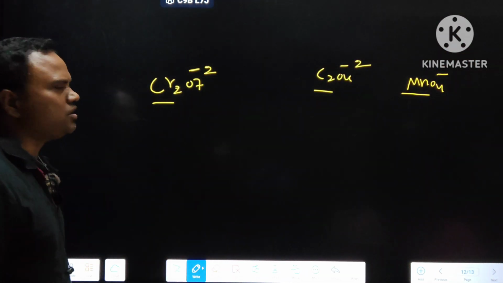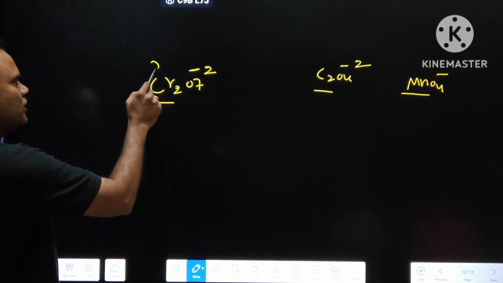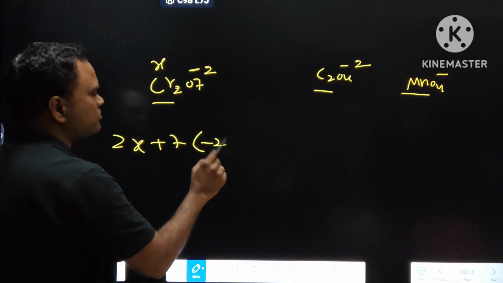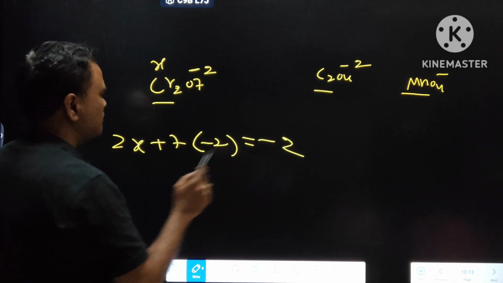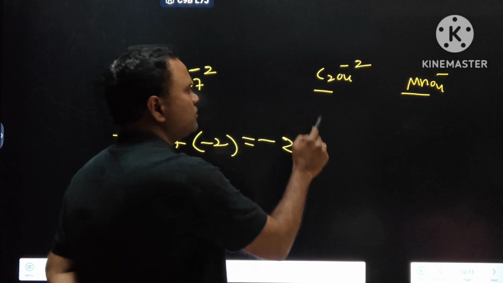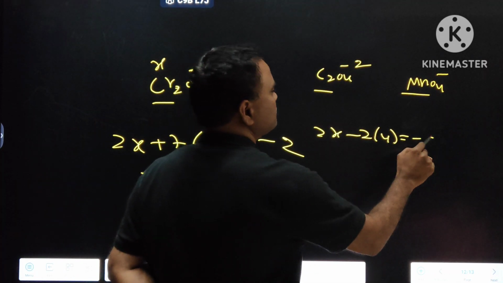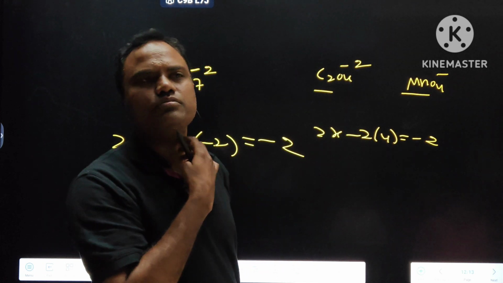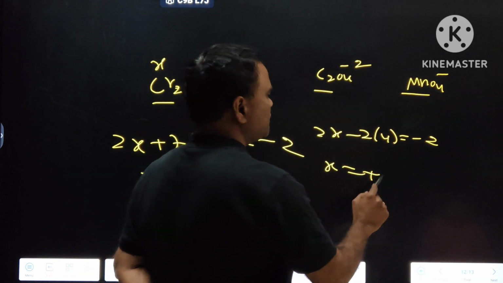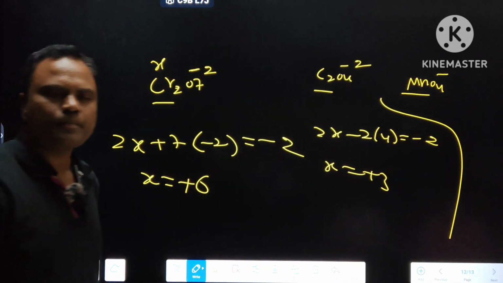This is an ion, not neutral, so we should equate to the charge. x, 2 into x, 2x, 7. Oxygen is -2. After simplification we get +6. Here 2x minus 2 into 4 is equal to -2. 4 into -2. X is equal to +3. In MnO4 minus, +7.